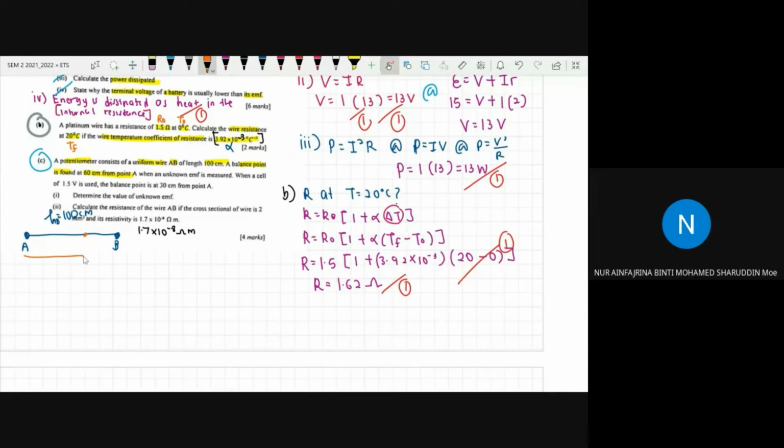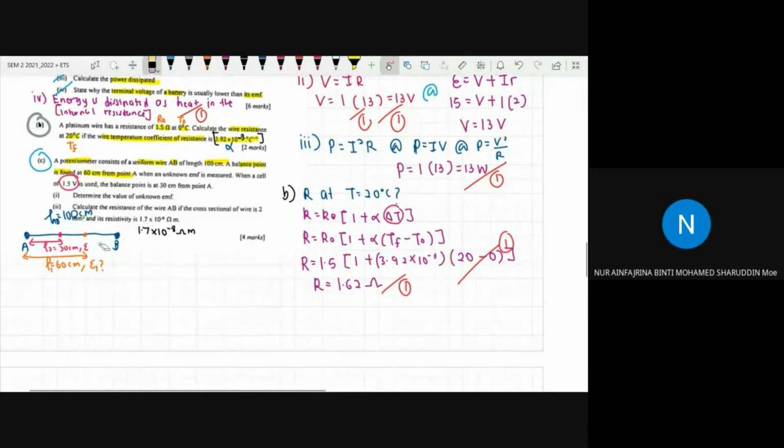Maksudnya dekat sini, dari sini length dia adalah 60 centimeter, tetapi kita tak tahu EMF dia berapa. So Miss label dia EMF 1. And then soalan tu cakap lagi, kalau awak guna EMF of 1.5 volt, balance point itu adalah 30 cm daripada point A. Okay, so ini adalah 30 cm. Ini adalah EMF 2.